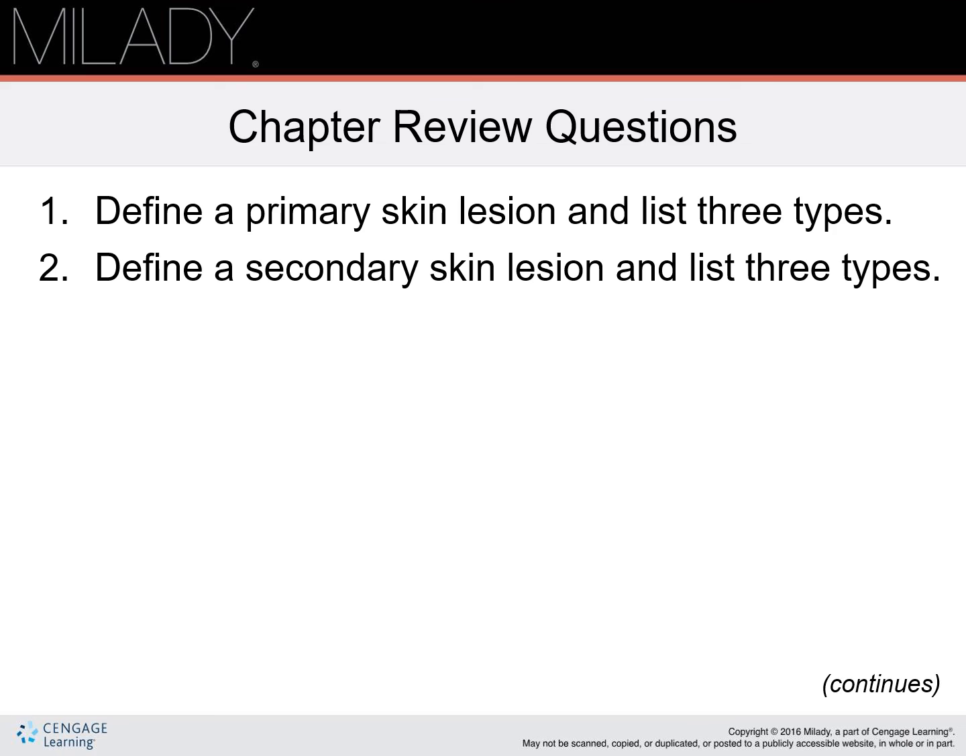Okay, a secondary skin lesion. And let's list all of them too. I know it says 3 in the question, but I'm just reviewing. Secondary is characterized by piles of material on the skin, such as a crust or a scab, or a depression in the skin. Examples are crust, excoriation, fissure, keloid, scale, scar, and ulcer.